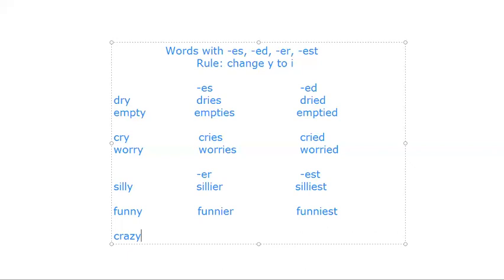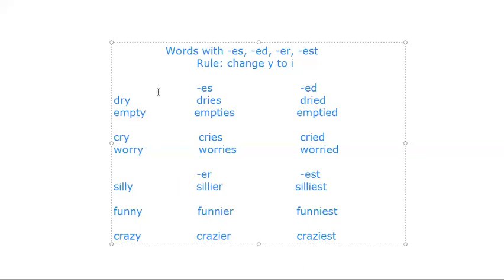I can take the same word crazy, which is another adjective describing something, but because it ends with a y, I have to change that y to an i, and then I'm going to add er, crazier. If I wanted to say craziest, I'm going to spell the word crazy, but I'm not going to put the y, I'm going to change it to an i, and then I'm going to add the est.